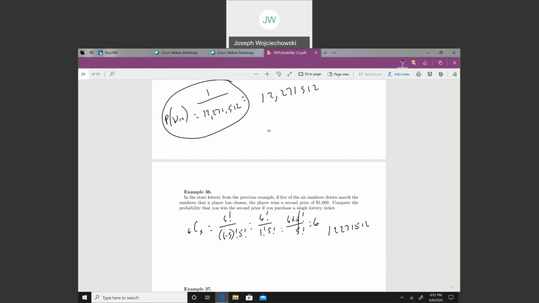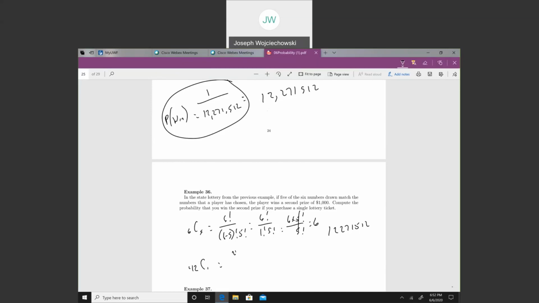Now, the other thing we have to consider is the 6th number. Now, the 6th number cannot be one of the 5 that we got correct, plus it cannot be the 6th number that was called. So we essentially have 42 numbers that it could be, and we want one of them.